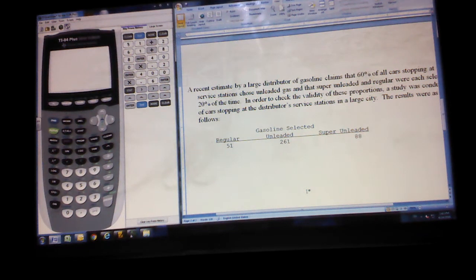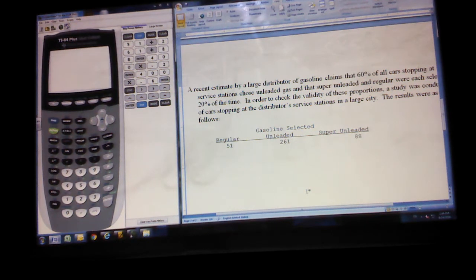And people ask me, how do I know which test to do? Number one, you look for a table. Is it a 2x3, a 3x3 table? That's a test of independence. The problem we're doing today, I have certain categories, and there's a claim that says that all the categories are either the same, or there's supposed to be a certain percent in each group.